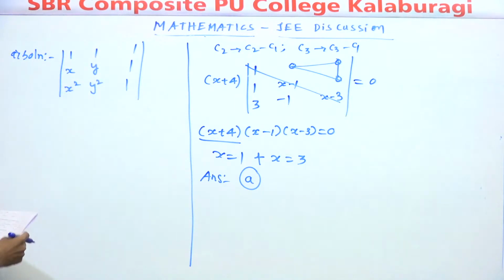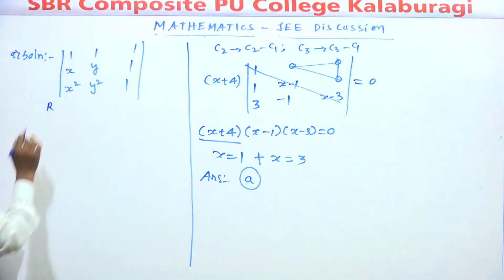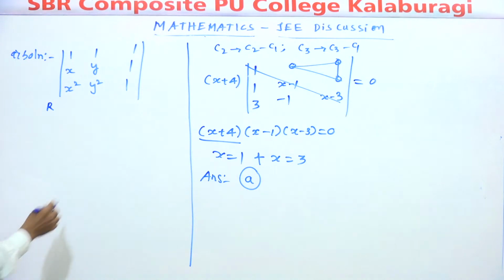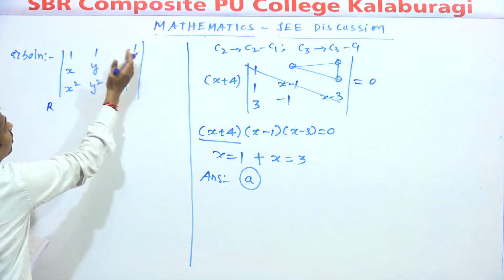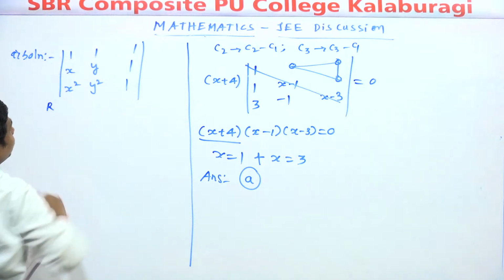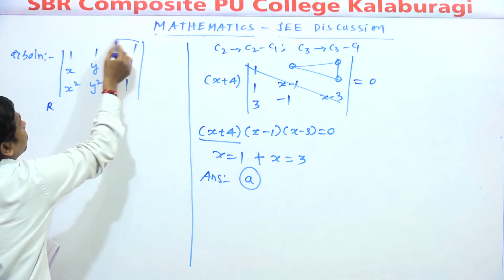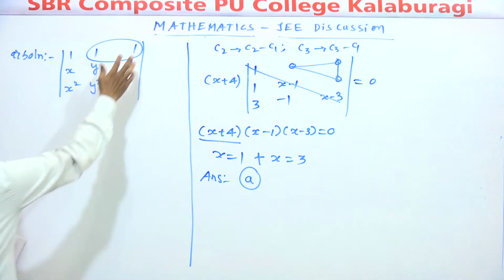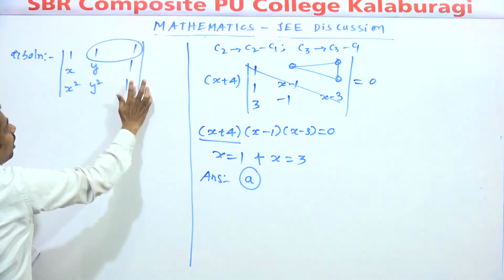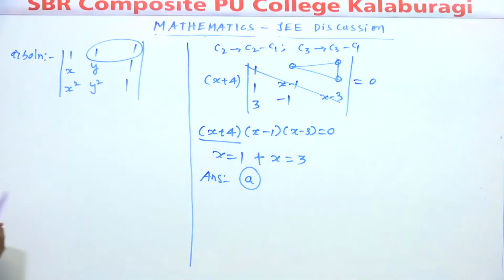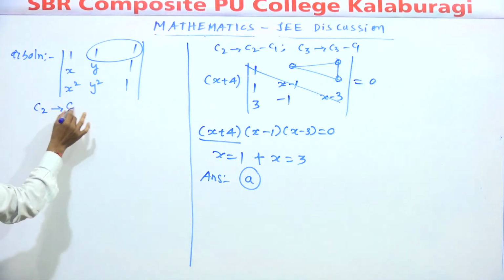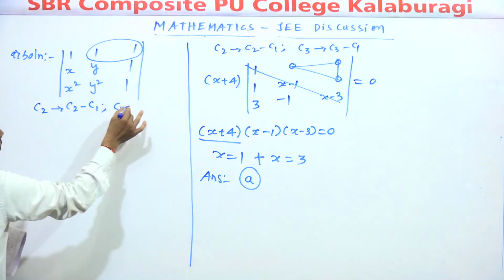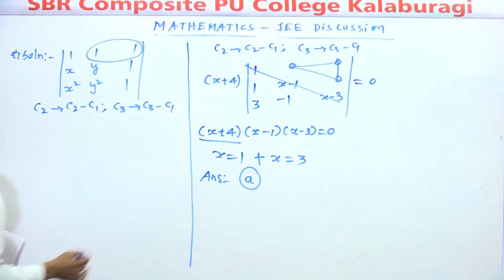So your operations are R2 changes to R2 minus R1. Or else you can make these terms 0, that is C2 minus C1 and C3 minus C1. So let us make these terms 0 only, right? So C2 changes to C2 minus C1 or C3 changes to C3 minus C1, or R2 minus R1 and R3 minus R1. So if I apply C2 changes to C2 minus C1 and C3 changes to C3 minus C1.